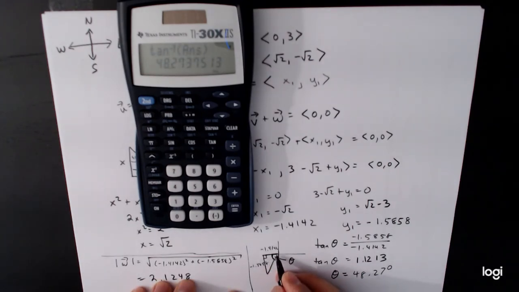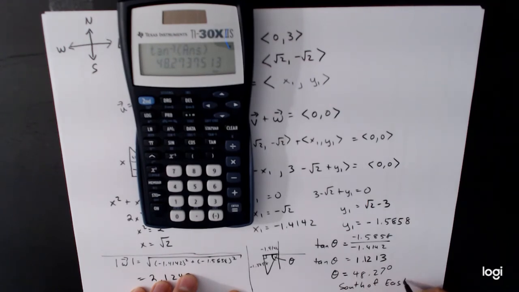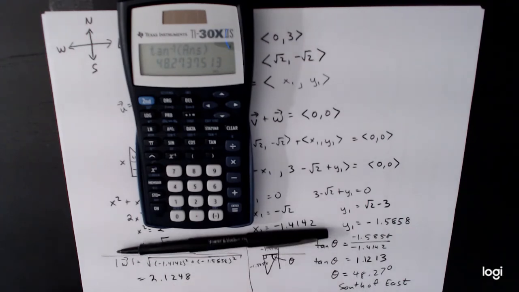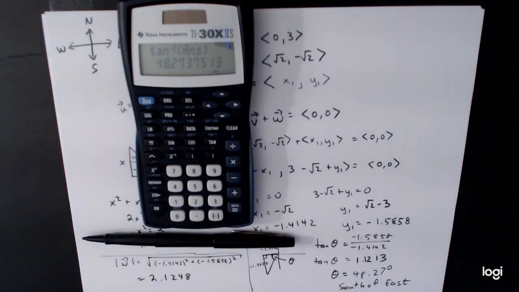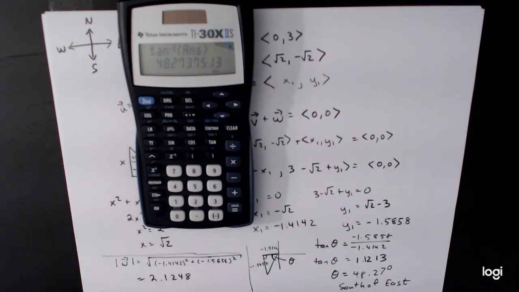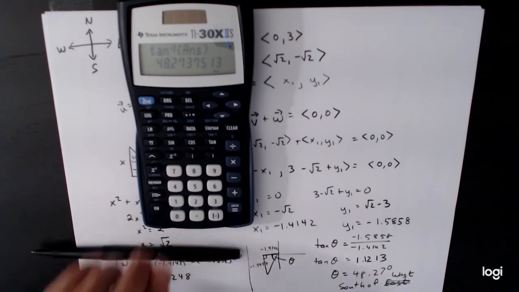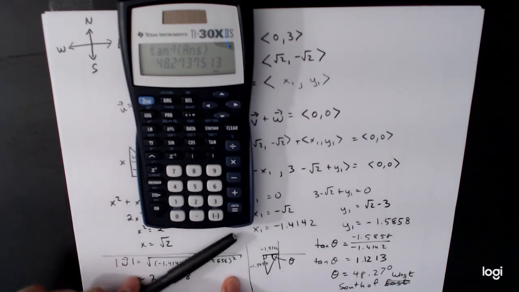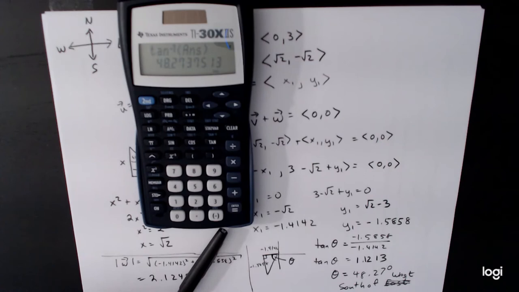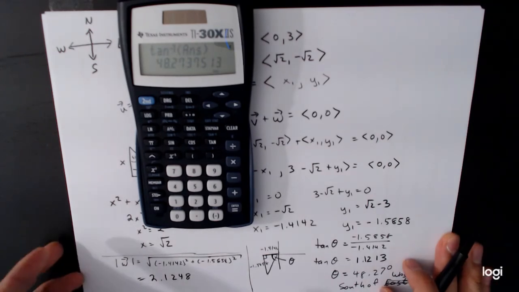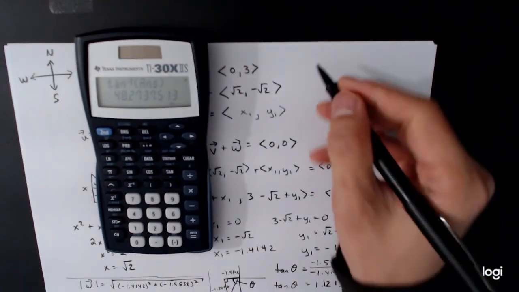So what we would actually do with this, as we've drawn it here, is say south of east. What does that mean? It means that we're going to go 48.27 degrees to the south, starting from when we're facing west. So we're facing west, and then we're going to turn towards the south 47.27 degrees, and that matches this diagram.